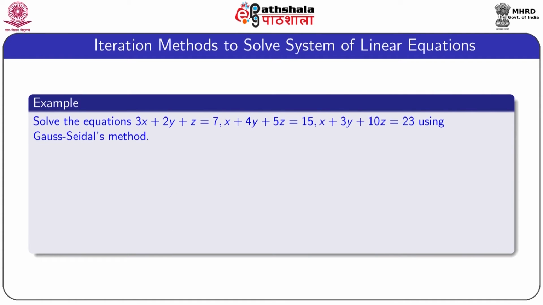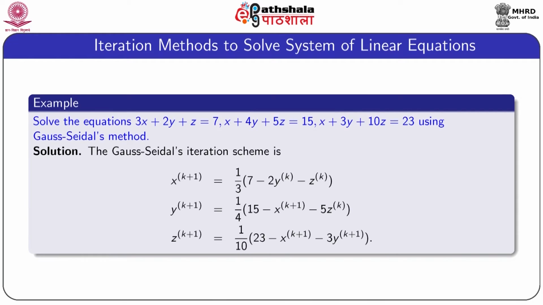Now, we consider another system of equations. This system also contains 3 variables and 3 equations, but this system is not diagonally dominant. We know that the Gauss-Seidel iteration scheme surely converges to a desired root if the coefficient matrix is diagonally dominant, but for this case the system does not satisfy that particular condition.